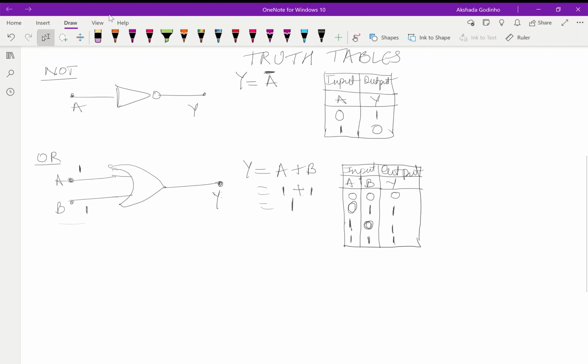We move on to the next one, which is the AND gate. The AND gate looks like a D. Looking at the AND, the A and D part of it, you should remember this. A, D.